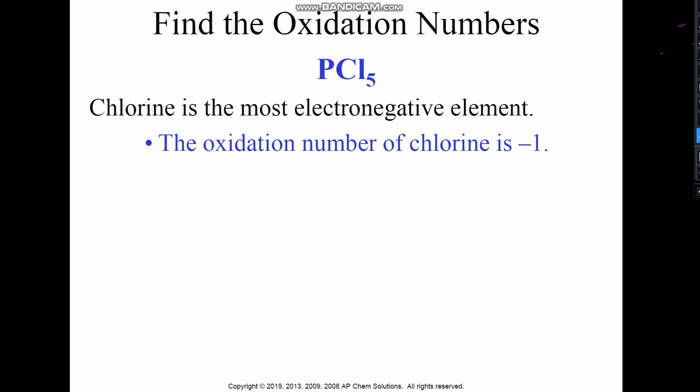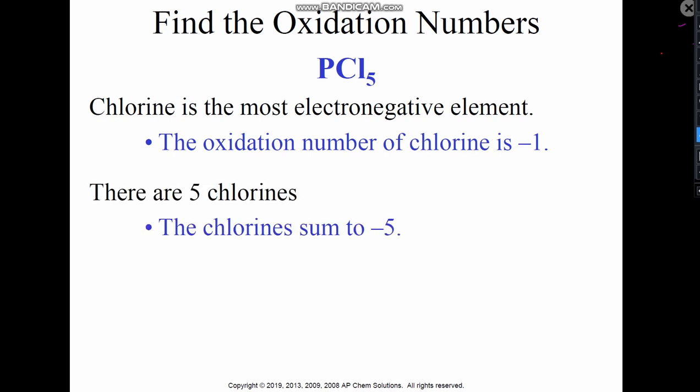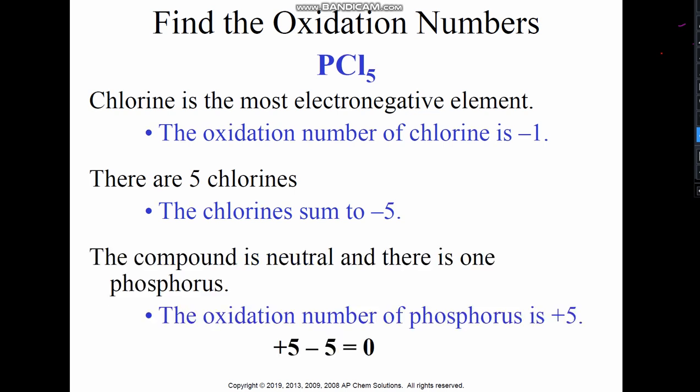Since chlorine is the most electronegative based on the covalent compound rules, the oxidation number of it has to be -1. That means that since there are 5 chlorines, they have to be -5. The overall has to be a 0, so that means that the phosphorus has to be a +5.